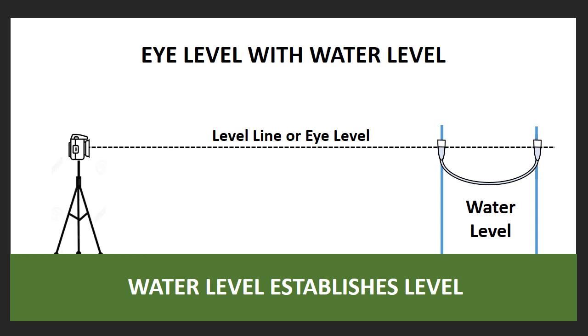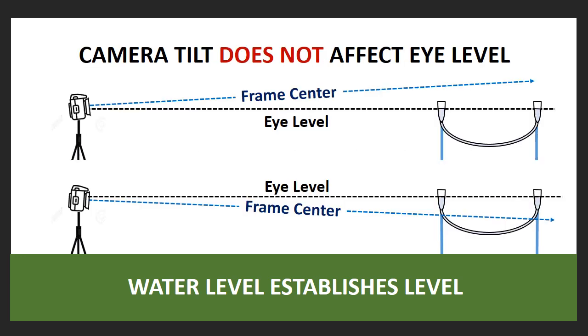So now all we need to do is set up a camera and take a photograph of this. Now the nice thing about this is camera tilt does not affect eye level. If the frame center is either higher or lower and we still have this line of sight in the photograph, then it is the water level that will establish level. In the upper case, we have the camera center higher, so we will see eye level lower in the photograph, and the reverse is true on the bottom diagram.